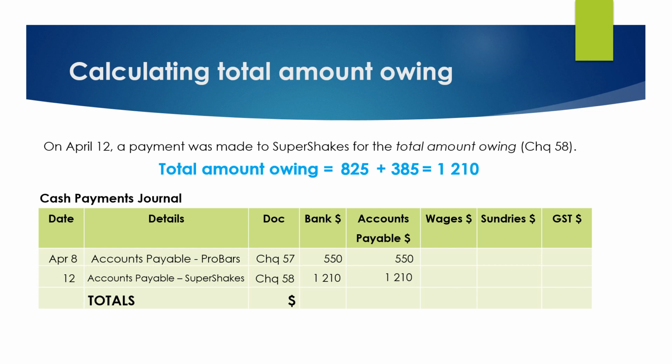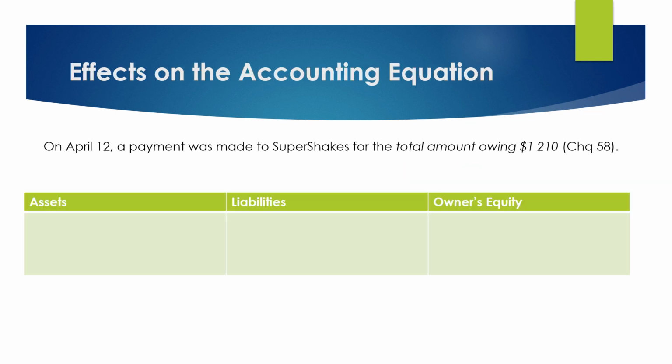Now we're also going to look at the effects of the transaction on the accounting equation. On the 12th of April, the payment was made to Super Shakes for the total amount owing, $1,210. So we know that this amount is being paid out of the bank account, and therefore, because the bank account is an asset to our business, we have a decrease in assets by $1,210 due to the decrease in bank balance.